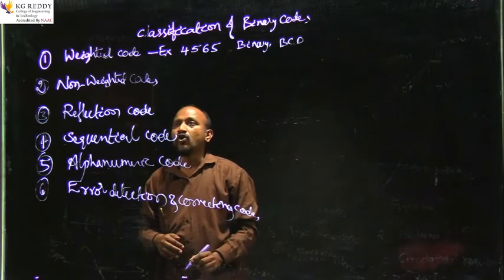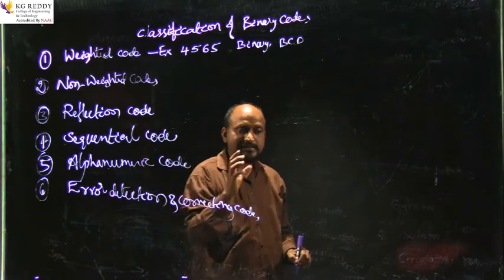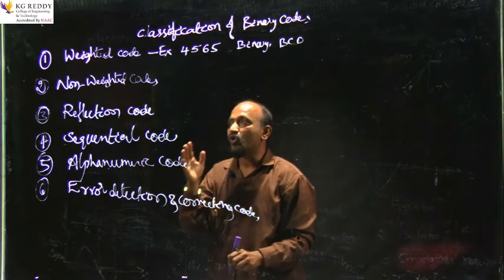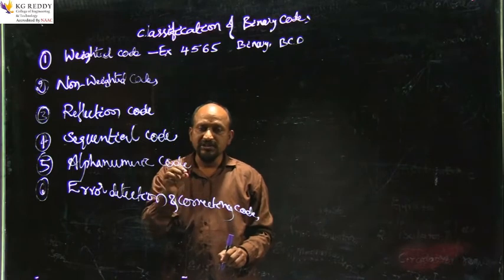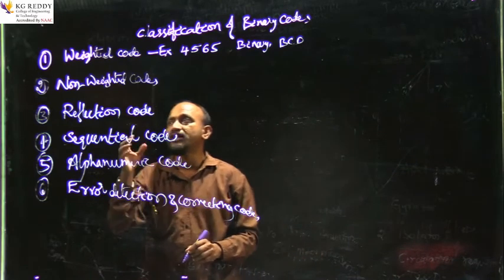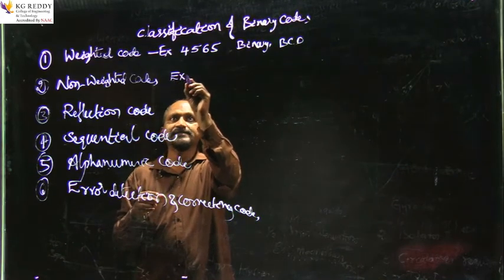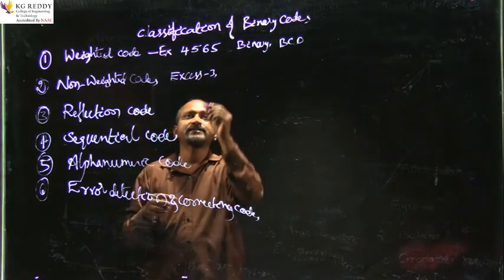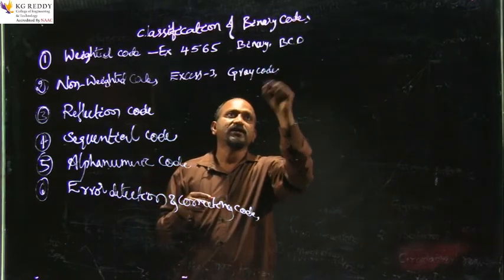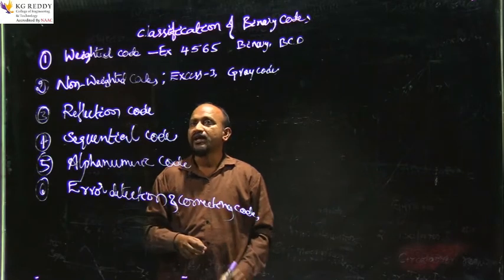Next one is non-weighted codes. In non-weighted codes, each digit doesn't possess any specific weight. The digit position doesn't have a weight. Examples of these codes are the XS3 code and Gray codes. These are the examples of non-weighted codes.